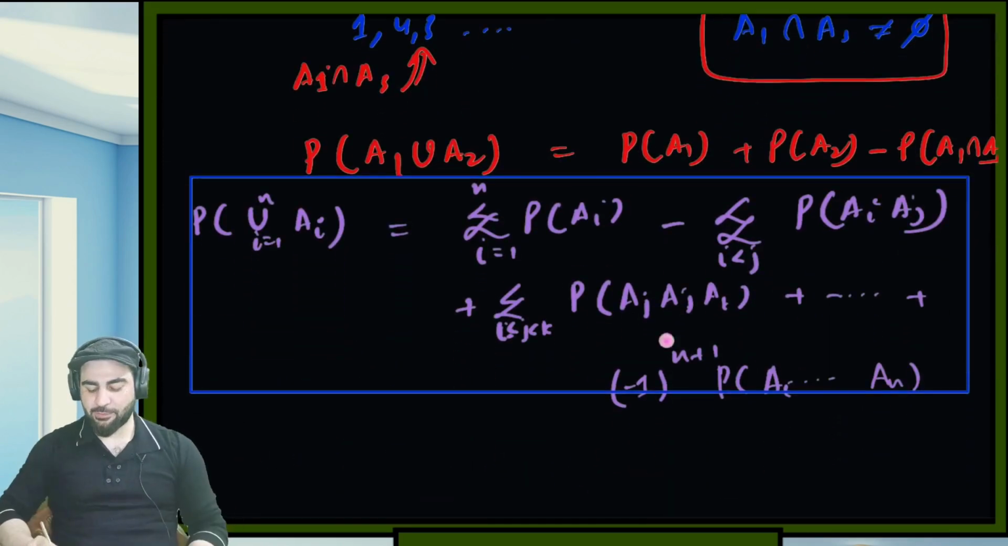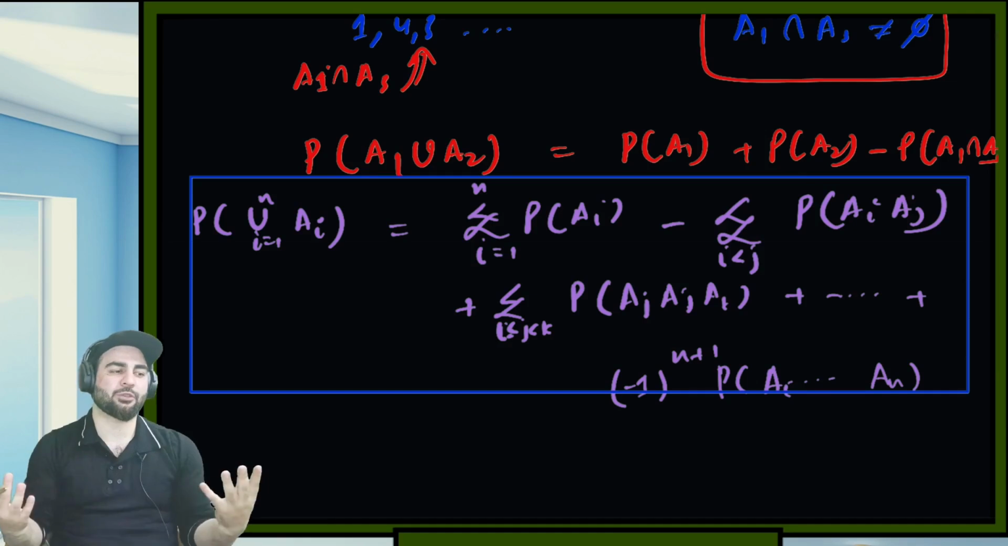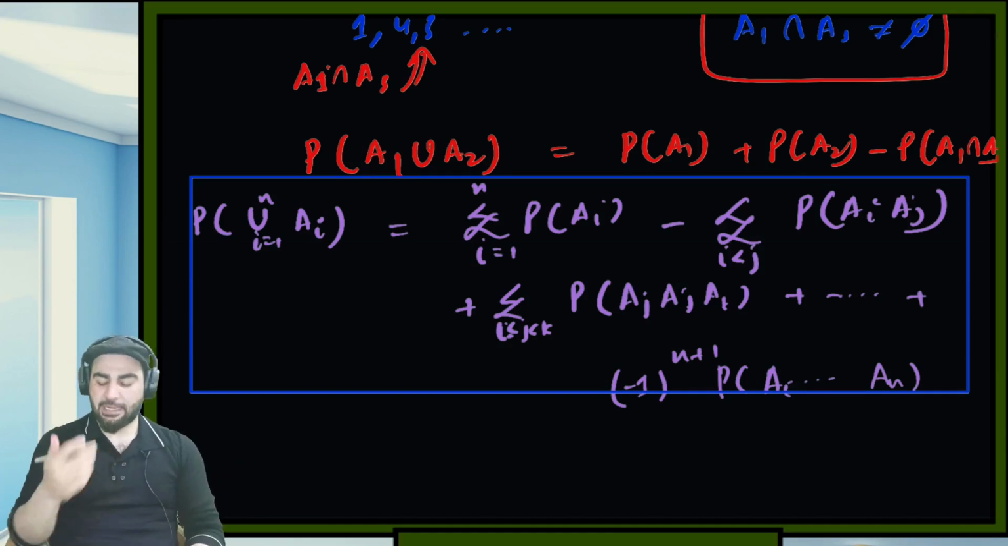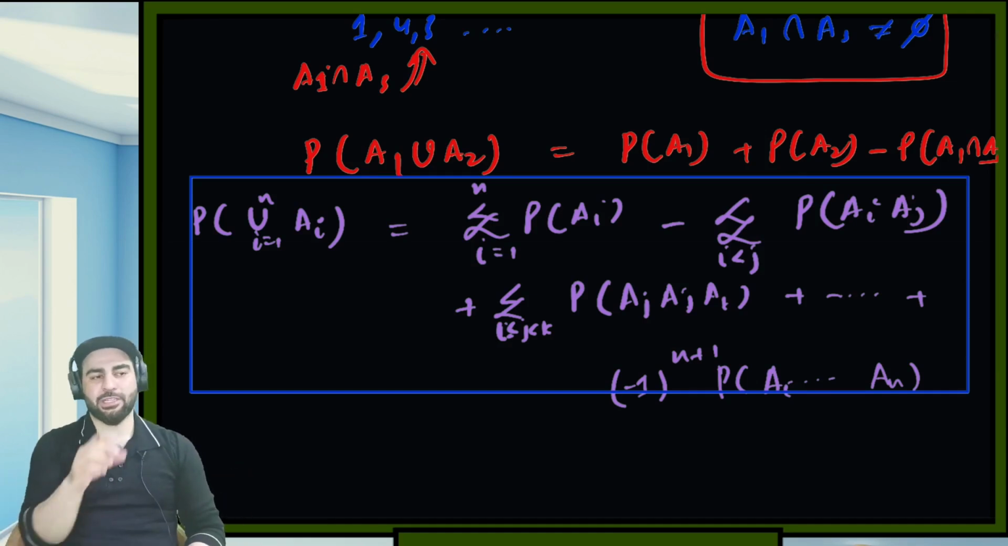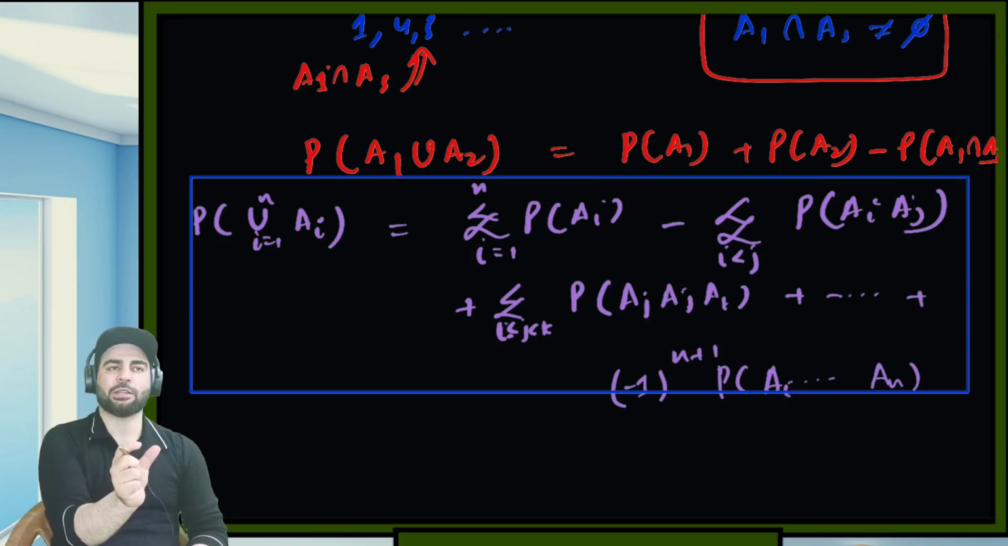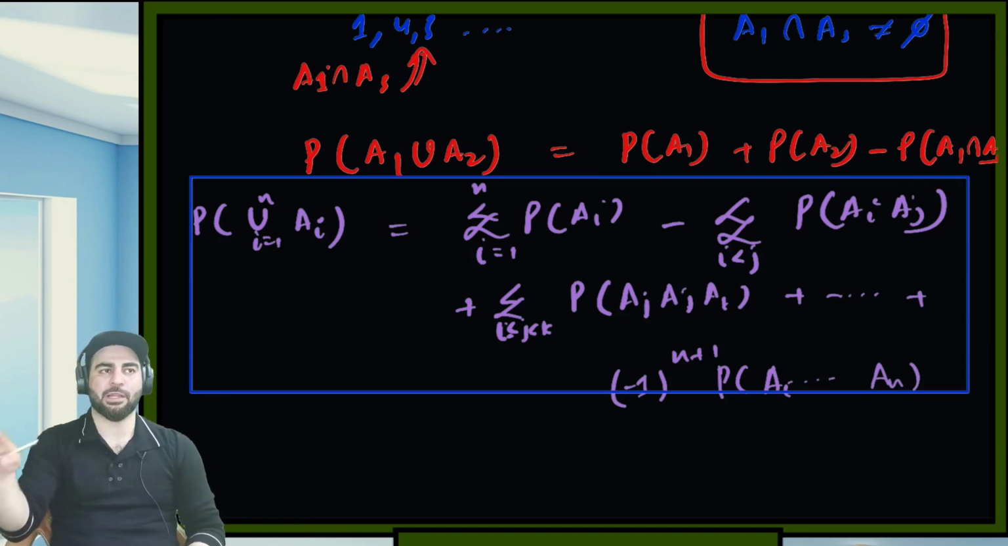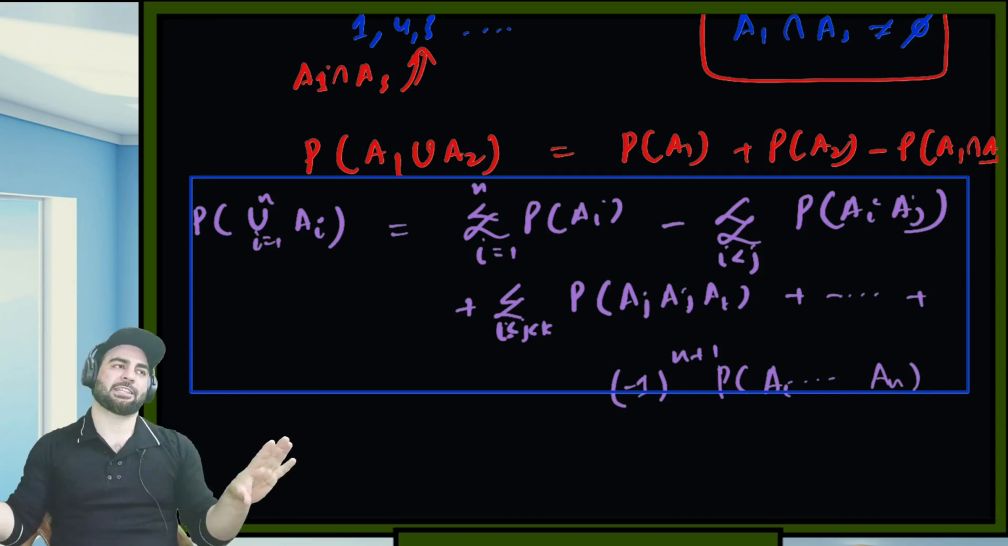Why is this -1 raised to n plus 1? It depends how many terms you have in total. So here we had n terms, and accordingly you will put a negative or positive sign. So basically what you do, you initially take the probability of 1 term, then minus the probability of 2 terms, plus the probability of 3 terms, minus the probability of 4 terms. Keep on going till you land at the probability of all the intersections, all the terms together.